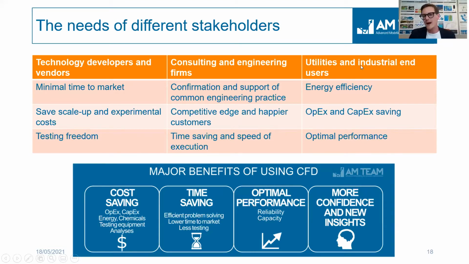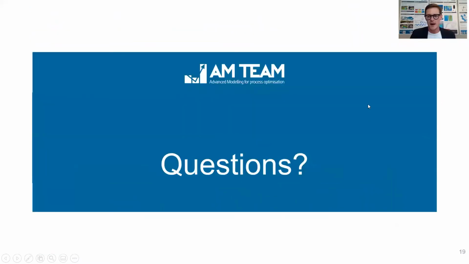And then if you look at the end user, it's all about the process itself. Can we save energy? Can we save OPEX? Can we maybe build this plant a bit smaller so we can save CAPEX? And can we have optimal performance while doing the other things? So this is just to summarize the main findings.